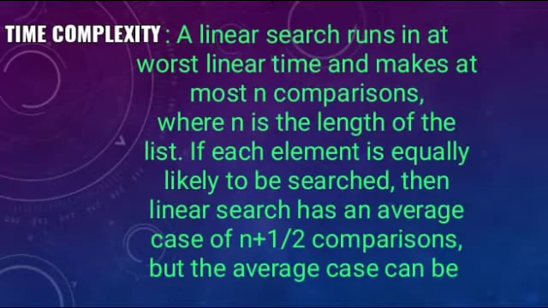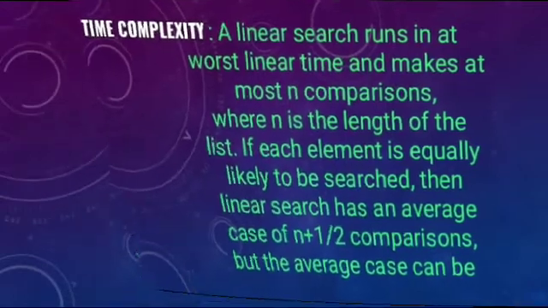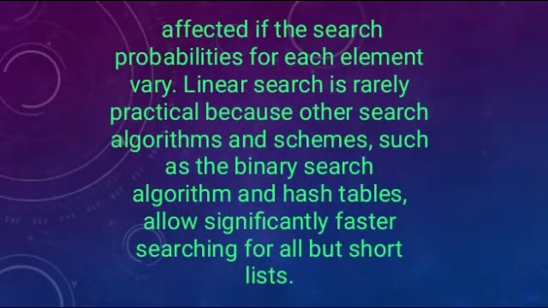Time complexity of a linear search. A linear search runs in linear time and makes at most n comparisons, where n is the length of the list. If each element is equally likely to be searched, then linear search has an average case of (n+1)/2 comparisons. But the average case can be affected if the search probabilities for each element vary. Linear search is rarely practical because other search algorithms and schemes such as the binary search algorithm and hash tables allow significantly faster searching for all but short lists.